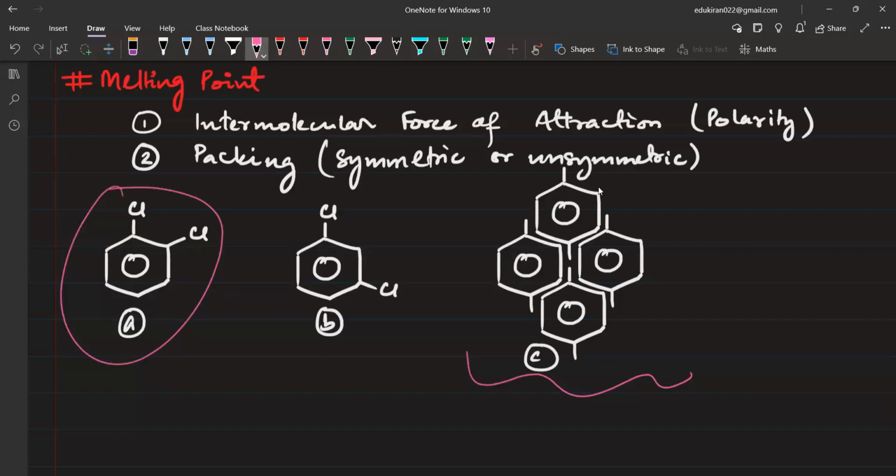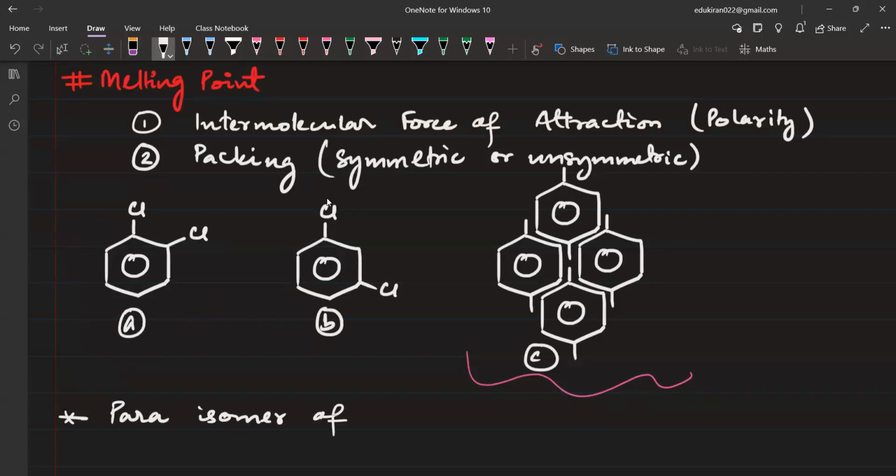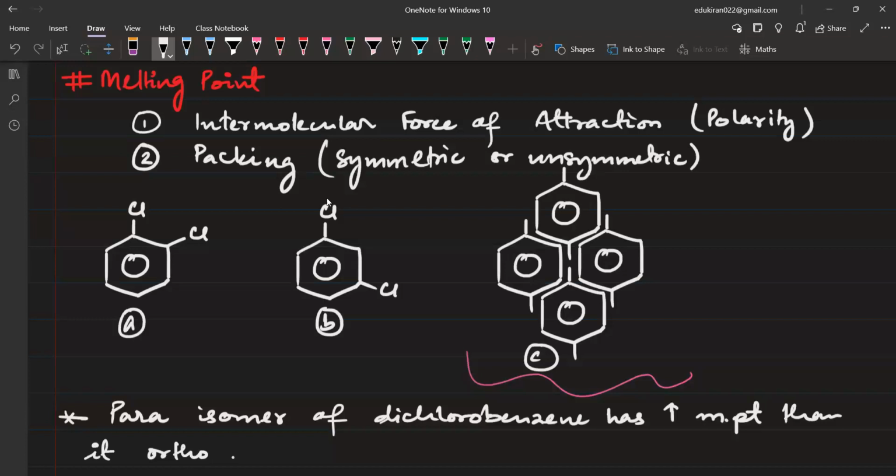Tell me, guys, A, B, or C? C will be the most difficult to break because the molecules are very close to each other. That is why the para isomer has the highest melting point. Para isomer of dichlorobenzene has higher melting point than its ortho and meta isomers.